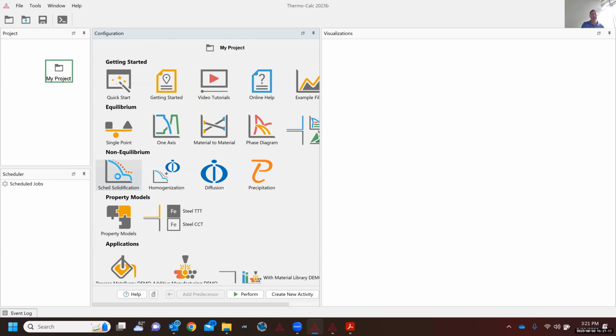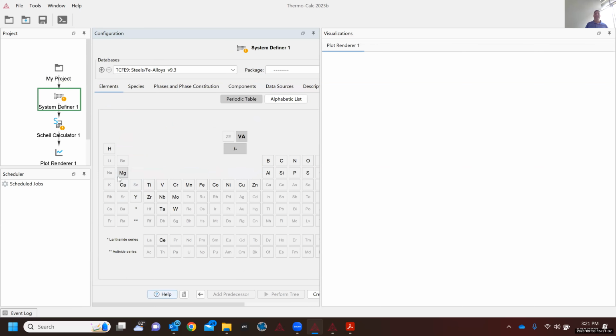Does anybody know what a Scheil solidification simulation is? Scheil is another very useful calculation that I use all of the time. What a Scheil solidification simulation is, it tells you what to expect in an as-solidified microstructure. So if you take our aluminum 4% copper alloy and you cast it, it's only got 4% copper in it, so you might expect it to have all FCC.